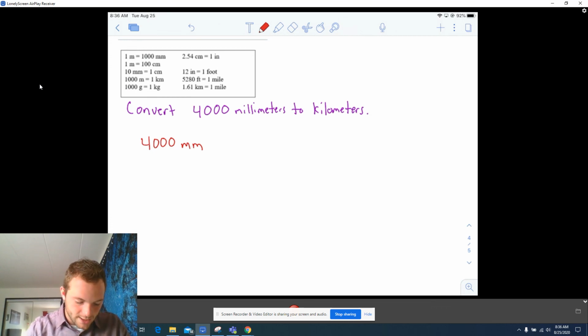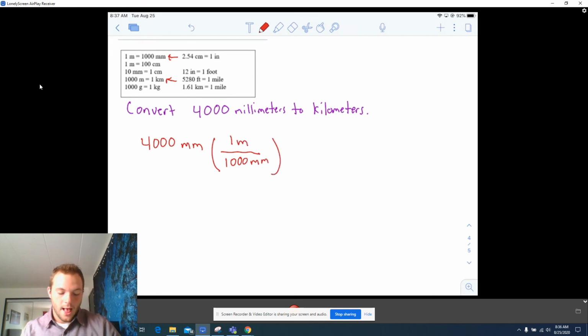So right now I'm looking at, let's see, this millimeters will get me to meters. And then if I look down here, meters could get me to kilometers. So those two links could get me where I need to go. So I'm going to go through this one a little quicker. We have 4,000 millimeters. I'm going to multiply it by 1,000 millimeters for 1 meter. And then that will put me in meters.